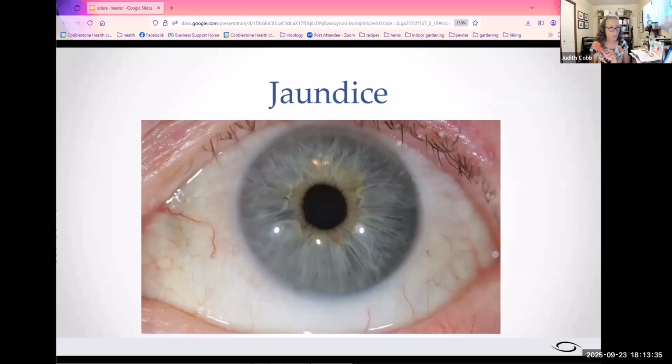This is one of the reasons why it's really important to have that college level anatomy and physiology under your belt. Really important for us to have that before we learn anything about sclerology or iridology, because we are working with people's health and we need to be able to understand what's going on with them.